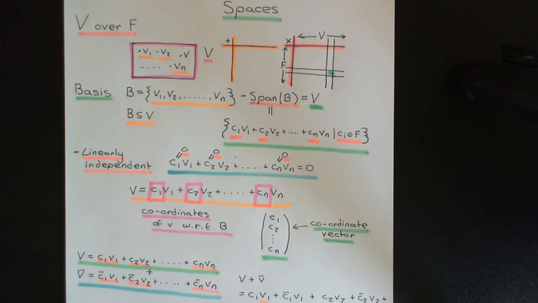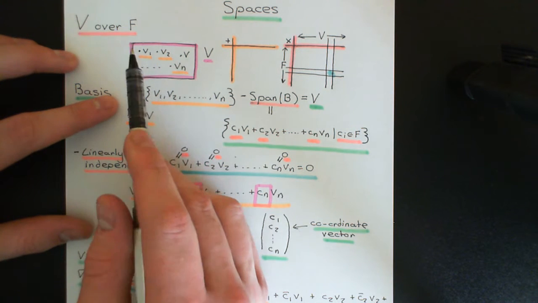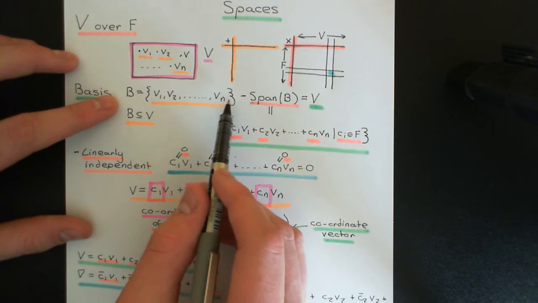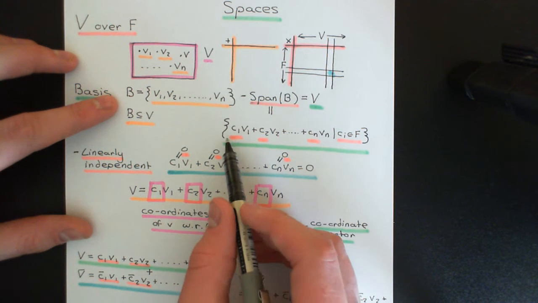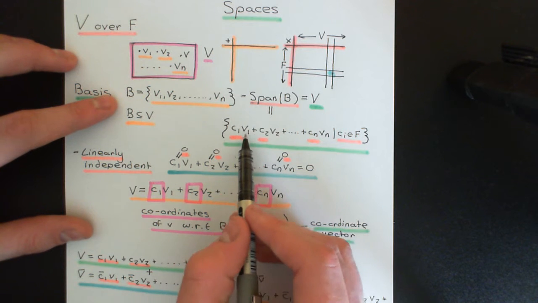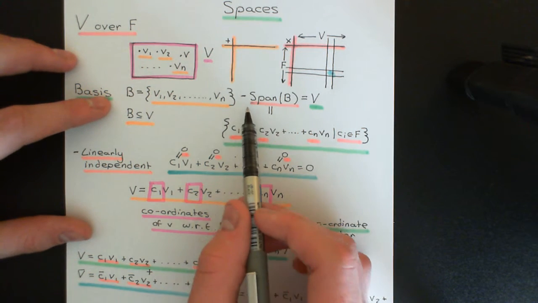Welcome back to this next video in which we are discussing bases of vector spaces. In the previous video we saw the definition of a basis of a vector space. A basis is a set of vectors from the vector space such that the span of this set of vectors is equal to the entire vector space. So you can get any vector in the vector space by taking a linear combination of the basis vectors.